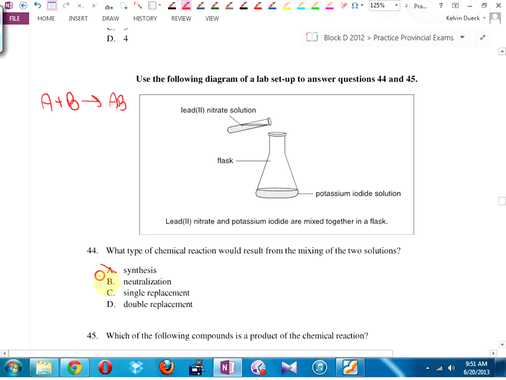I don't think it's a neutralization. That would be an acid and a base. An acid would start with hydrogen, except for the weird one, vinegar. A base would have an OH. Oh, I don't think it's a combustion. What do you guys think this one is? Double replacement. I think it's a double replacement.